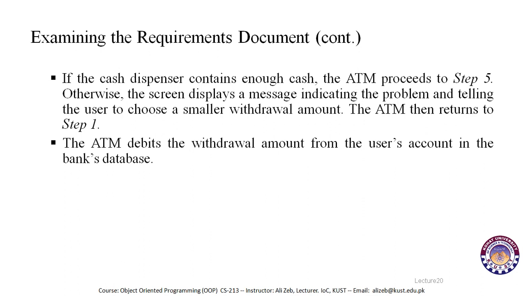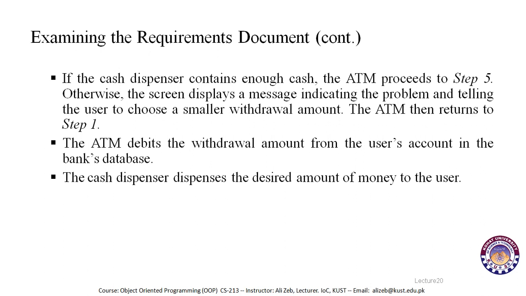The ATM debits the withdrawal amount from the user's account in the bank's database. Now, debiting simply means subtracting the amount from the user's account. That is an accounting term, and it simply means deducting the amount from the user's account. Crediting would mean adding the amount to the user's account.